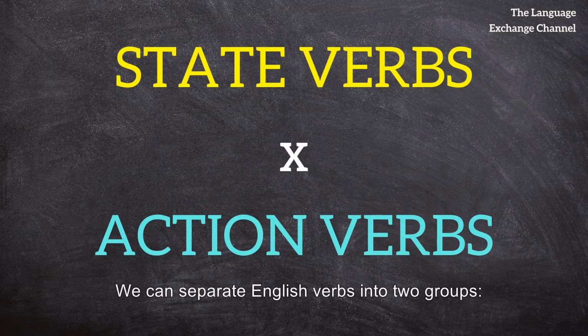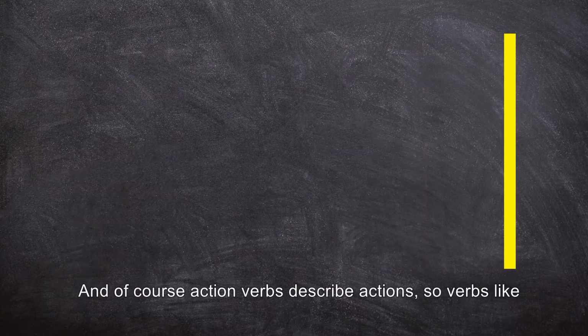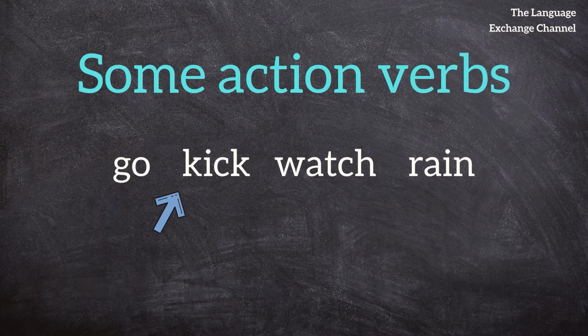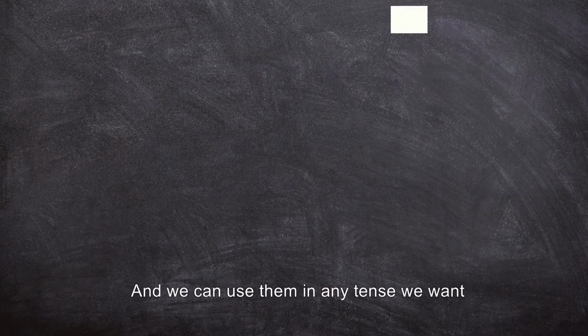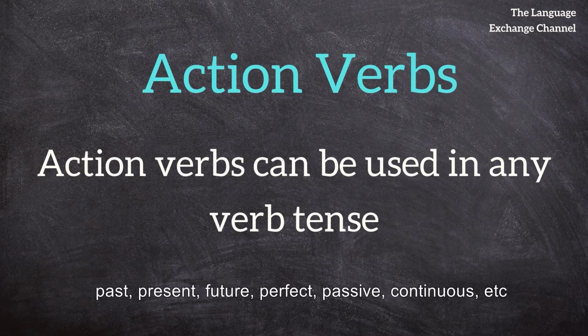We can separate English verbs into two groups, state verbs and action verbs. Most verbs are action verbs. And of course, action verbs describe actions. So verbs like go, kick, watch, rain are all action verbs. And we can use them in any tense we want: past, present, future, perfect, passive, continuous, etc.